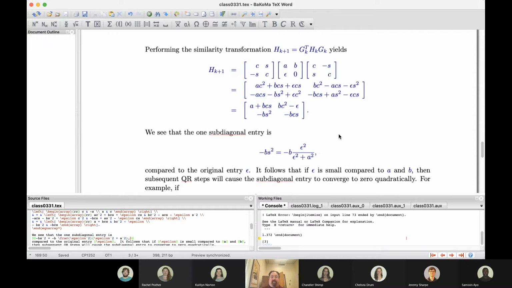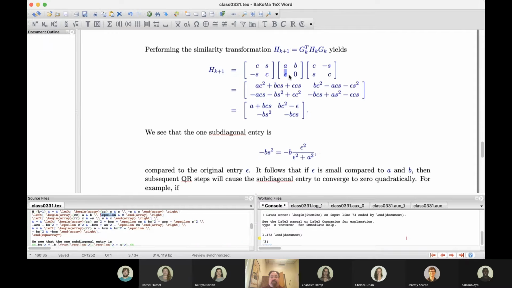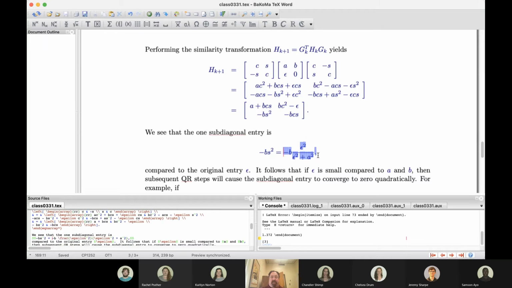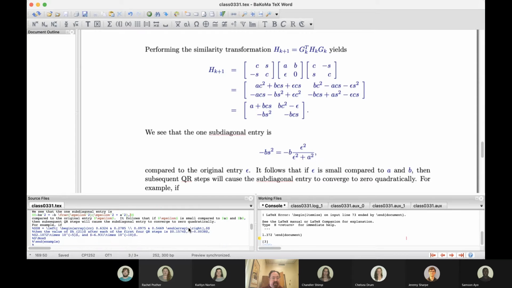So if this entry is small to begin with, then after I perform one shifted QR iteration step, it's much smaller still. That's what happens when you take numbers that are small. You square them, you get much smaller. So this indicates why we have quadratic convergence of a subdiagonal entry to 0 when we carry out this shifted QR iteration using this single shift strategy.